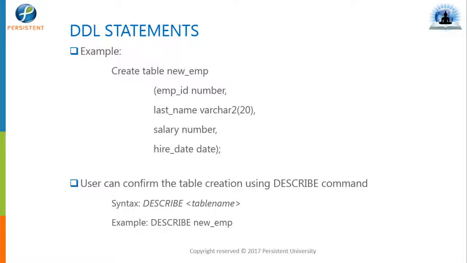The example to create a table is as shown. Create table new EMP, and into circular brackets we can specify the multiple columns. So here employee ID is specified as numeric data type, last name with character data type which is a varchar2, salary with number data type, and hire date column, that is a joining date column with date data type. Once the table is created, user can confirm the table creation using the describe command. So describe space and table name. It will show the structure of your table.